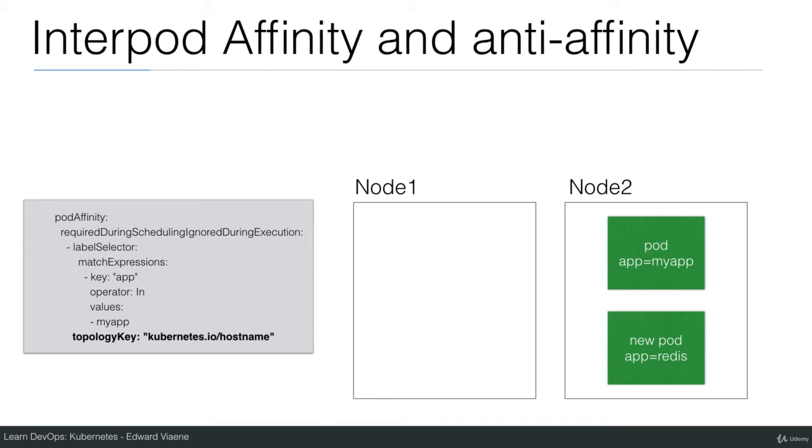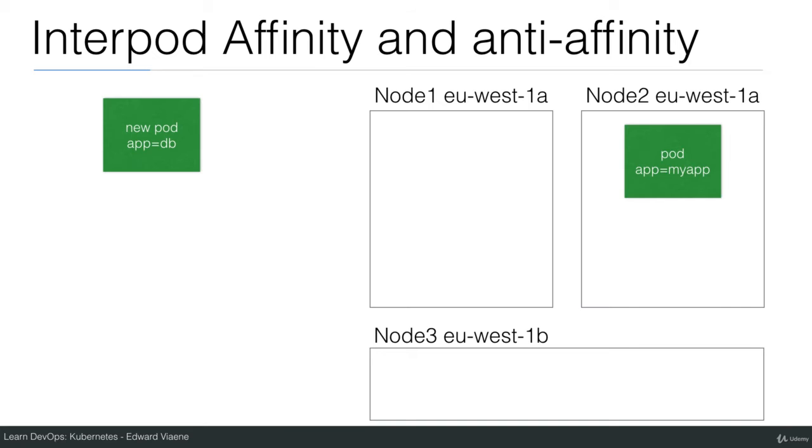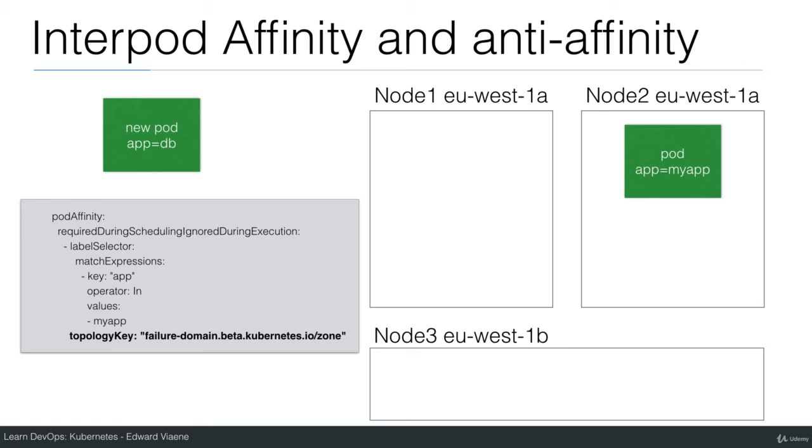Let me show you another example. Here we have three nodes. Node 1 and 2 are in EU West 1A and node 3 is in EU West 1B. So the first two are in the same zone. We want to schedule a new pod. This has the label app equals DB. And the pod affinity is exactly the same as the previous one, except the last line. In the last line, we say topology key is failure-domain.beta.kubernetes.io/zone.